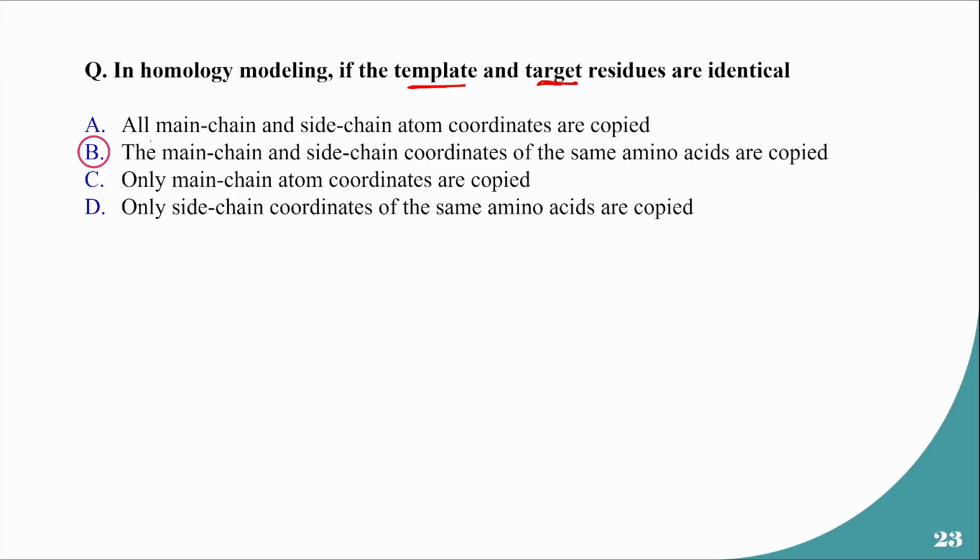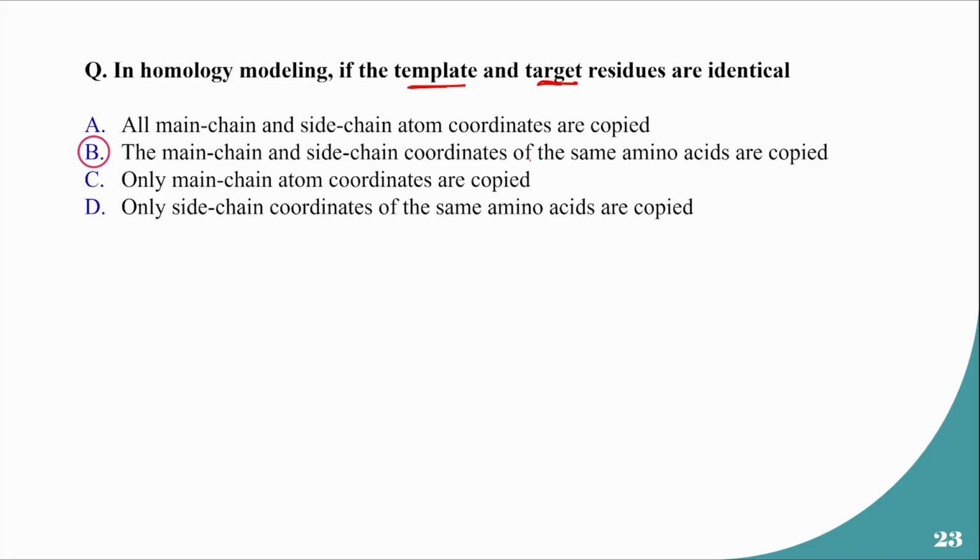So option A basically indicates that all main chain and side chain atom coordinates are copied. So "all" is kind of confusing here. Not all of the residue values you can copy, because of course there will be some mismatches. But for the ones that are matching perfectly, for those you can copy the main chain and the side chain atoms.